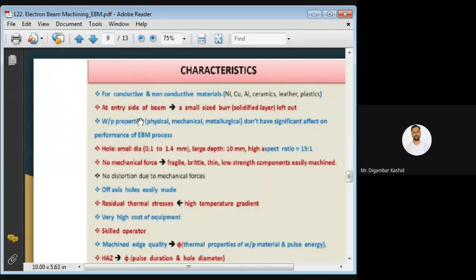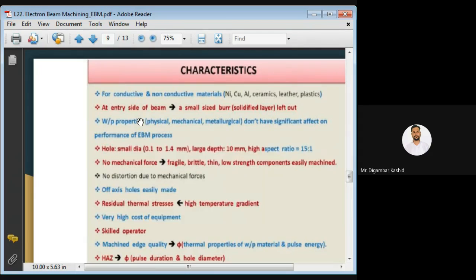At the entry side of the beam, it is observed that there is a burr on your workpiece because of this recast layer of the vaporized material coming outside. While this vaporized material is coming outside, it generates a recast layer at the entry side also. Because of this recast layer, a small amount of burr is visible at the entry side of your workpiece surface. So at the entry side of the beam, a small burr, a solidified layer, is left out.